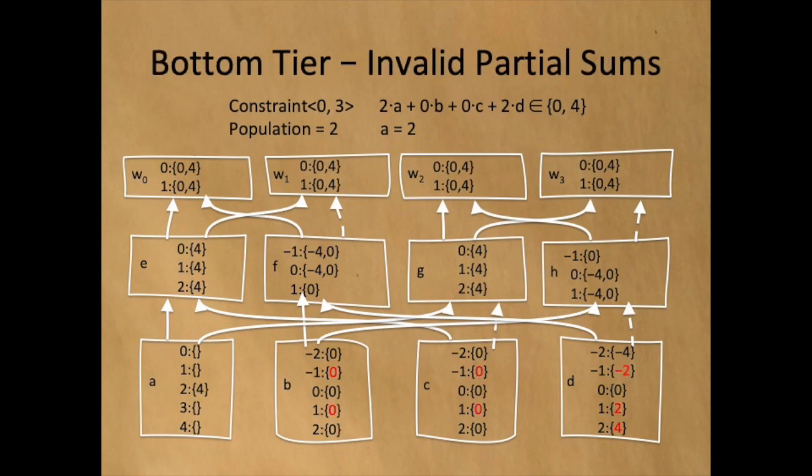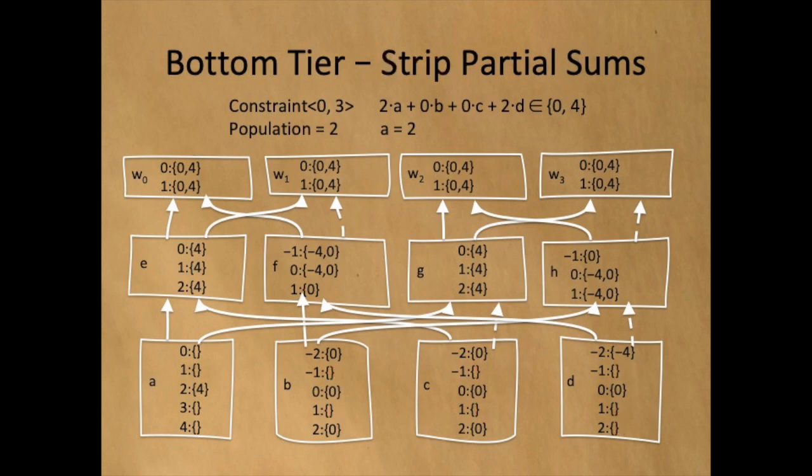And finally, we will consider deriving all of the equation pairs in the middle tier from the bottom tier. The partial sums marked in red do not contribute to any valid equation pairs in the middle tier. So those partial sums will be removed, leaving this constraint butterfly. That shows how to strip nodes down.